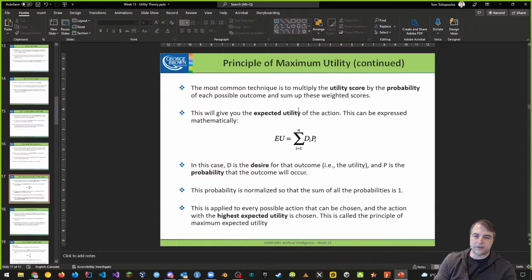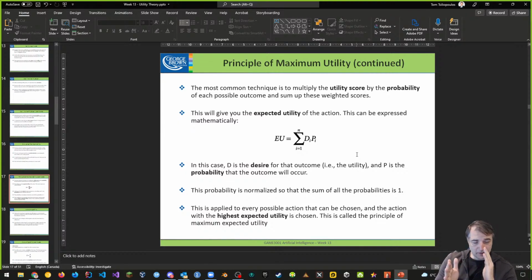So this can be expressed mathematically, and we can say that expected utility is the sum over all outcomes of the desire for the outcome, multiplied by the probability that the outcome will occur, right? So you get some kind of expected utility based on those two things, which is kind of neat. And really, this probability is normalized from 0 to 1, so that the sum of all probabilities is 1.